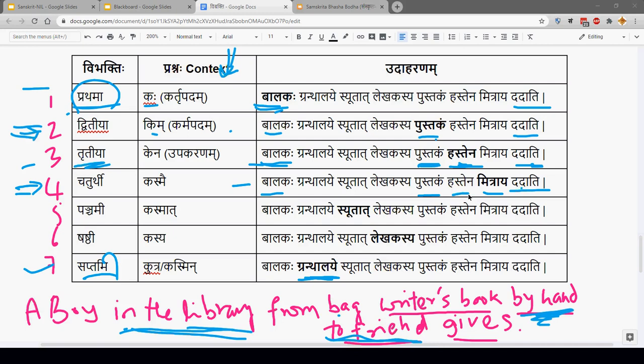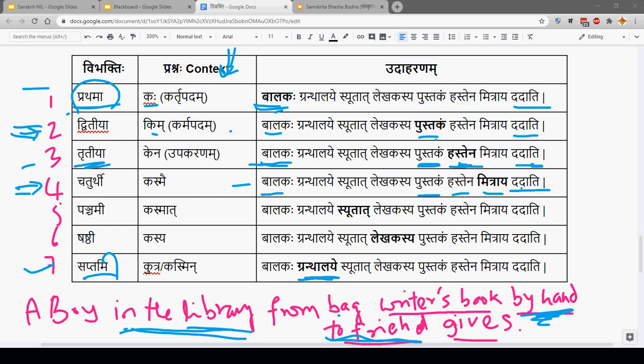Now the next one again. So Shiva, you want to try again? Reading the sentence. Yes. Balakaha Grantalaya Shutat Lekha Kasya Lekha Kasya Pustakam Hastena Mitraya Dadati. Yes. Good. So this one is Granthalaye.